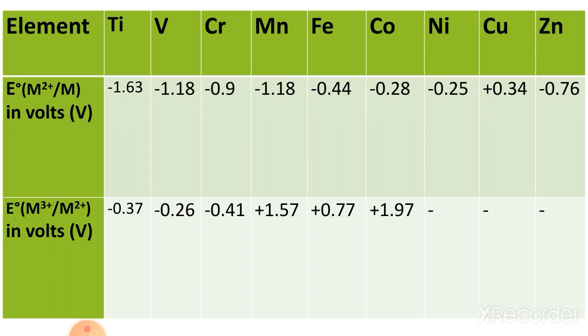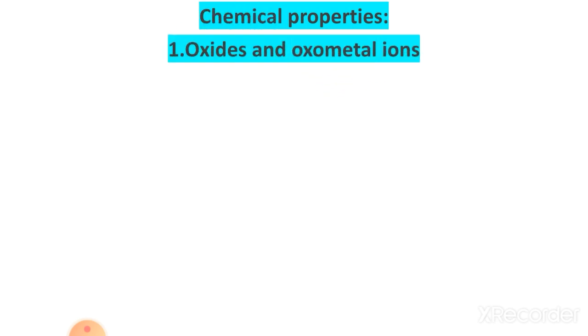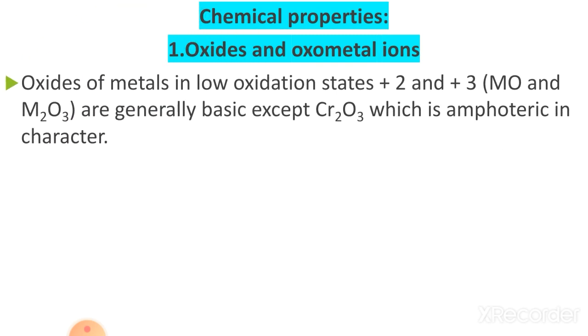So now, dear students, let us focus on the next property, that is chemical property. The first chemical property is oxides and oxo metal ions. So now look here.